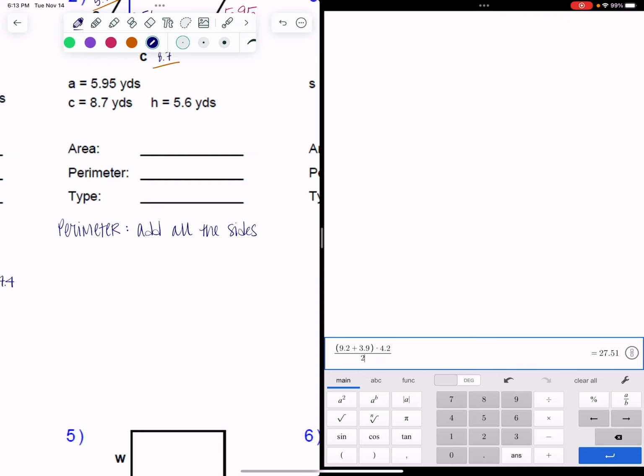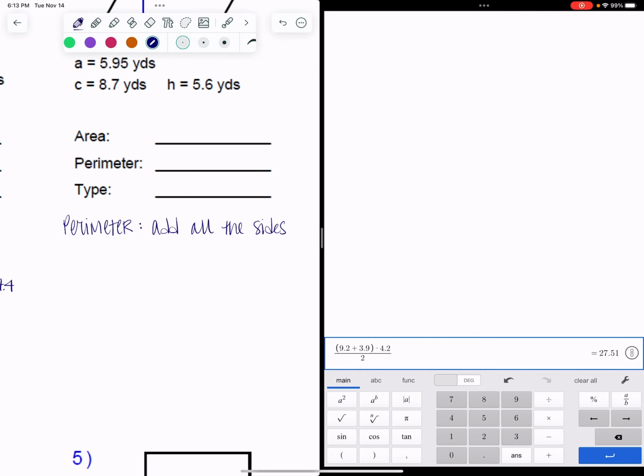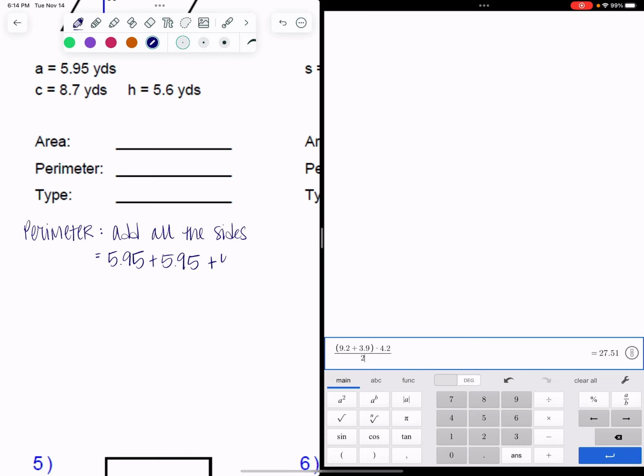So when we go to add all of the sides, we need to add 5.95 plus 5.95 plus 8.7 plus 8.7. Miss Graham, can we just multiply the first one by 2 and the second one by 2 and then add them together? Yes, you can. It'll get you to the same place. I want you guys to see, though, the physical process of writing out all of the sides with plus signs in between them.